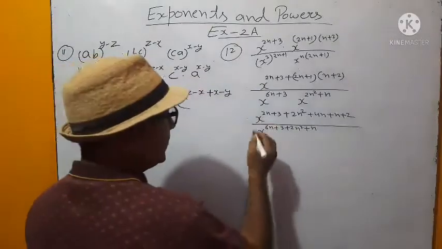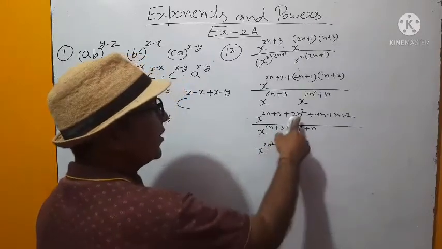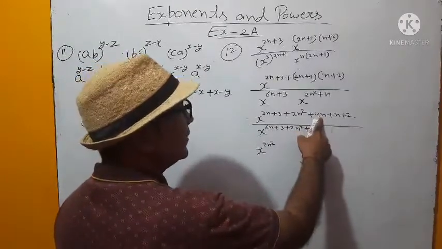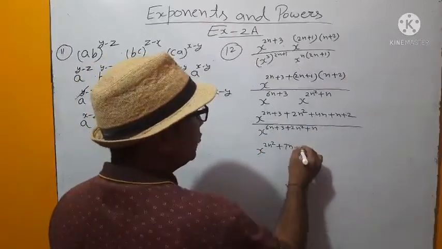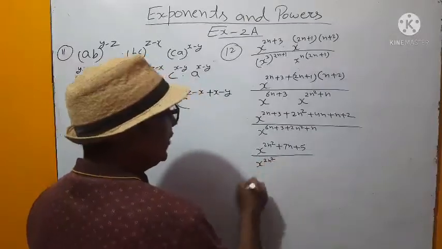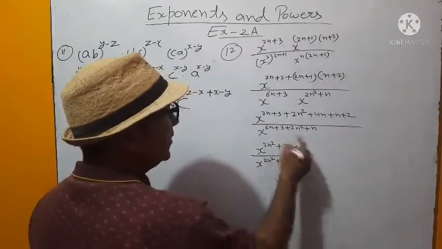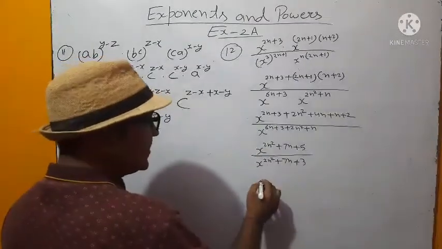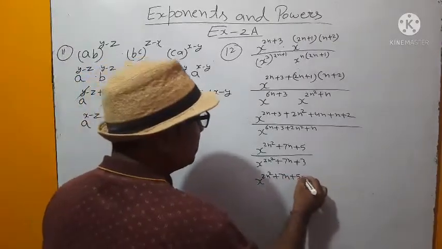Okay? Now simplify it. X power 2n square I am writing first because its power is maximum. Now 2n plus 4n, 6n, 6 plus 1, 7n, plus 3 plus 2 becomes plus 5, upon x power 2n square, 6n plus n, 7n plus 3. Now bases are same, then in the case of division exponents will be subtracted. 2n square plus 7n plus 5 minus.